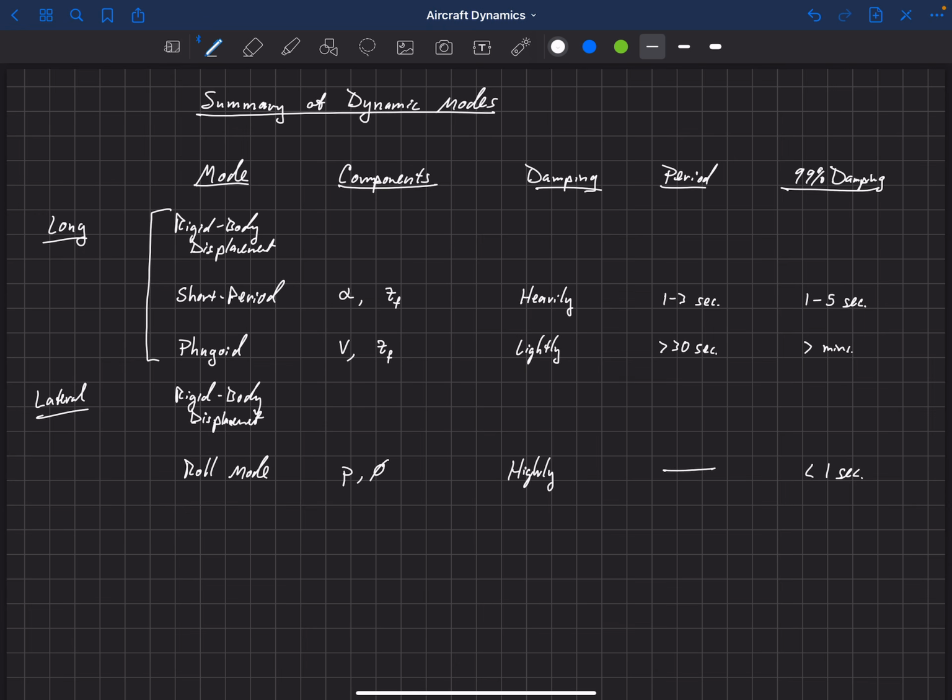And then the second, because the roll mode is usually real, that means that we're going to get out another real number out of those eigenvalues, and that other real number is related to the spiral mode.